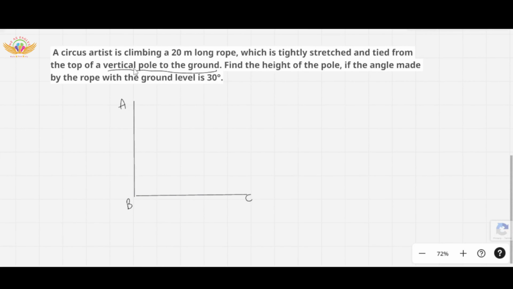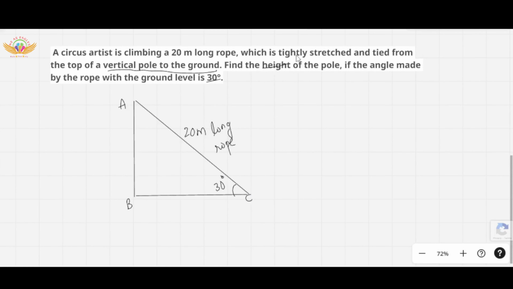Now what is happening? This long rope is tightly stretched and tied from the top of the pole to the ground. So we have to draw an inclination from here, up to here. Done. So this is the 20 meters long rope. Done. So what is the angle that it is making with the ground level? 30 degrees. Done. So this is the figure.